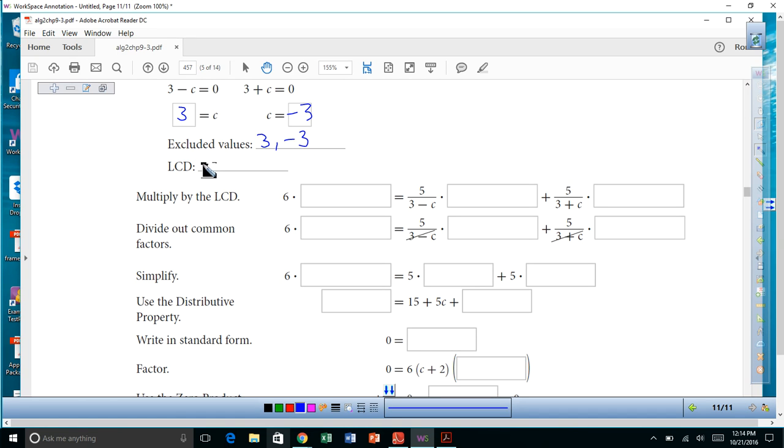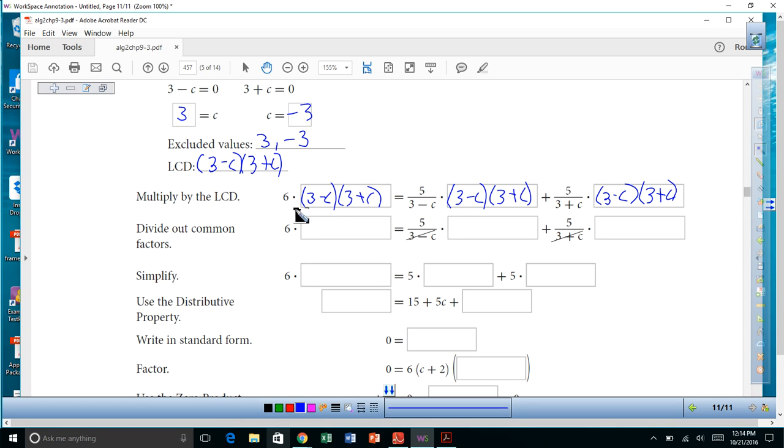The least common denominator is, well, what do we have in the denominator? We have 3 minus c and 3 plus c. So the least common denominator will be 3 minus c times 3 plus c. So we're going to multiply the entire equation by 3 minus c times 3 plus c.